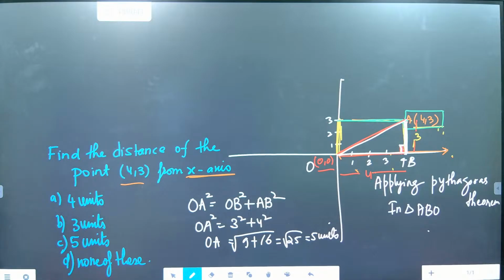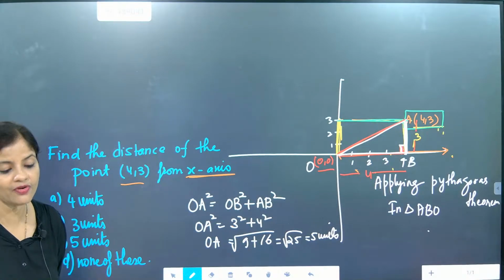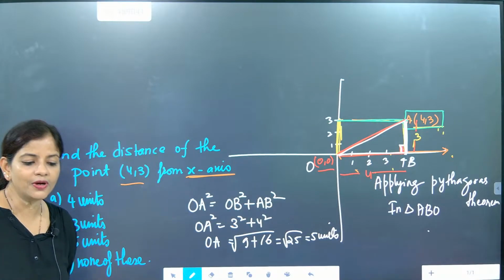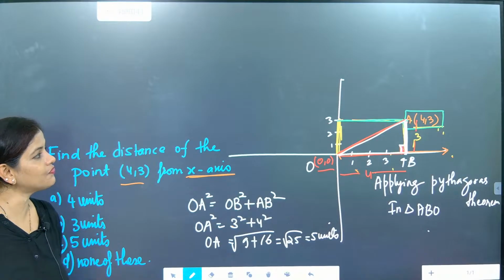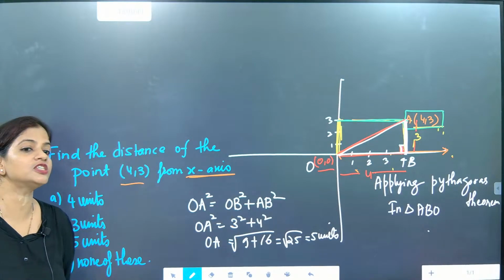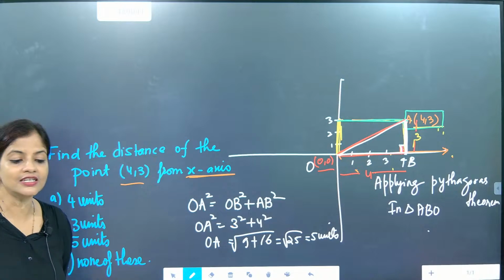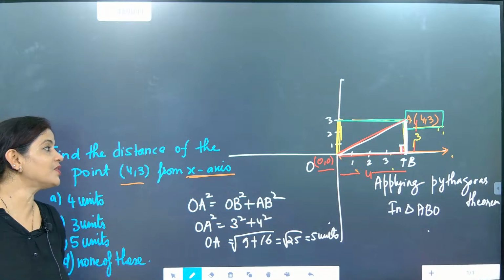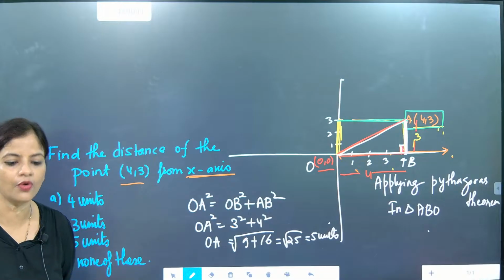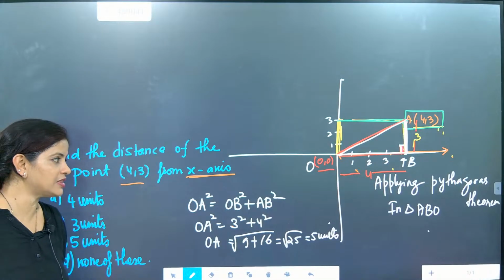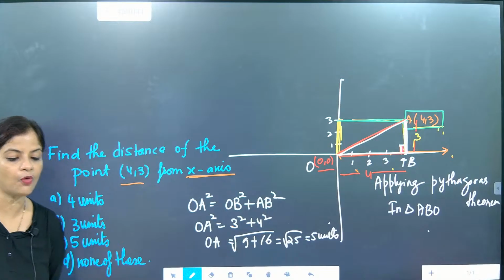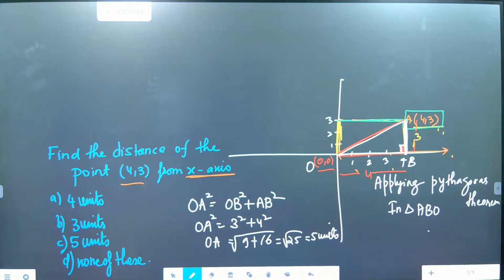Understood? Yes, na? Beta, once we have a proper concept, nobody can teach us wrong. Understood? This is the only thing. And I did nothing. You only solved the question. First distance, what you told, beta? 3. Second distance, what you told? 4. And after that, what you did? We just connected the shortest one, OA. After connecting, the line was perpendicular. And then you used Pythagoras theorem. And what you got is 5 units. Did you understand the whole concept, children? Say yes if you have understood.